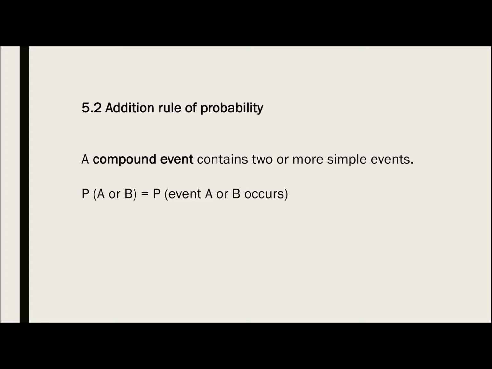Probability. A compound event contains two or more simple events. The probability of A or B equals the probability that event A or B occurs.